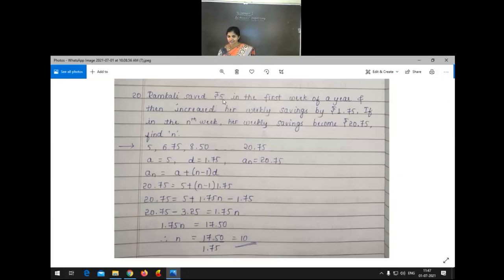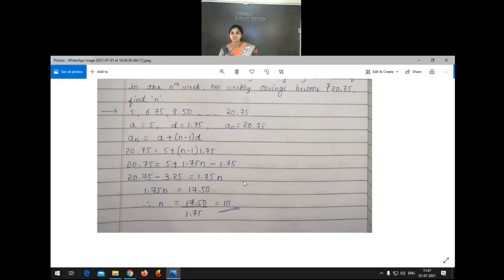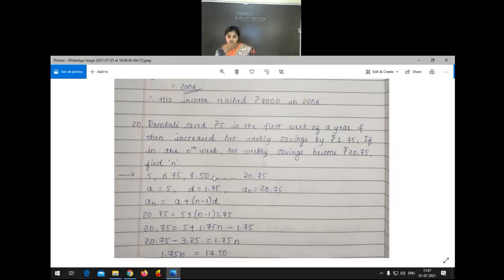In the beginning week, her savings is 5. Then next week another 1.75 rupees gets added, so in the next week her savings is 6.75. Then next week 8.50. In the 10th week, she will reach 20.75. So this is about the 20th question.